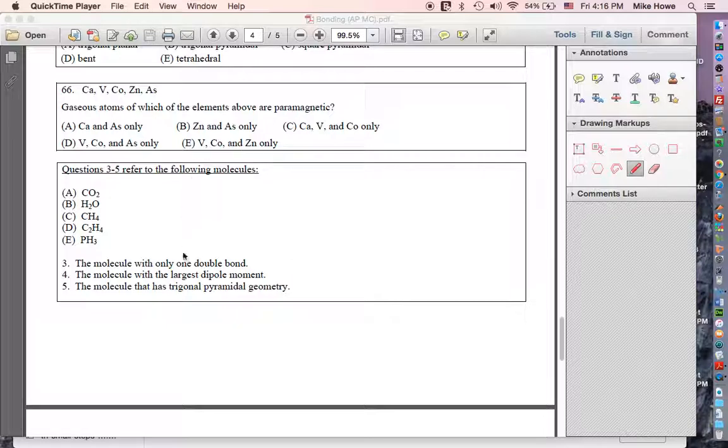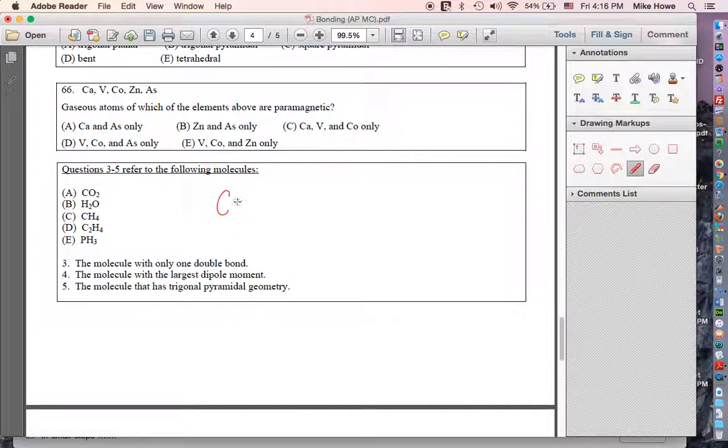All right, so this one here, question, you refer to these molecules. For the molecule with one double bond, you have to draw a dot diagram. So carbon dioxide looks like this, and water looks like this. CH4 looks like this.